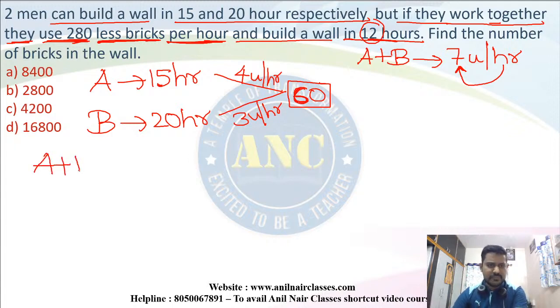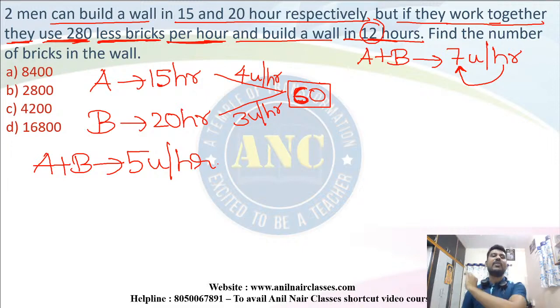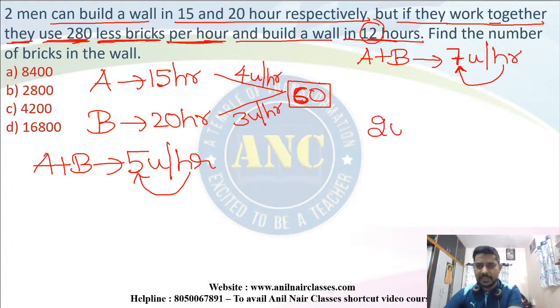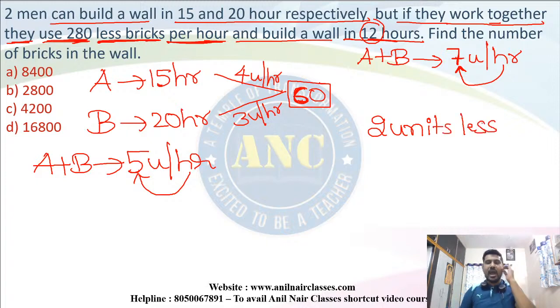That means if they are working together, 60 divided by 12 is 5 units per hour. So actually, if they are working together, their capacity is 7 units per hour. But due to some issues, they only distributed 5 chocolates in 1 hour. The actual was 7 chocolates per hour, but they only distributed 5 chocolates per hour. So can I say that they distributed 2 chocolates less in every 1 hour? According to the assumption, they distributed 2 chocolates less in every 1 hour.